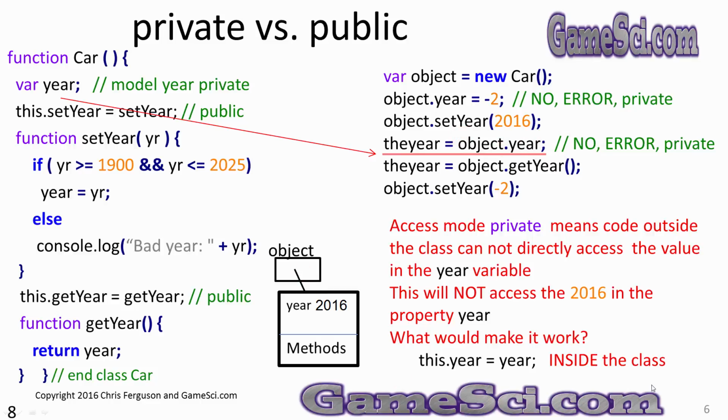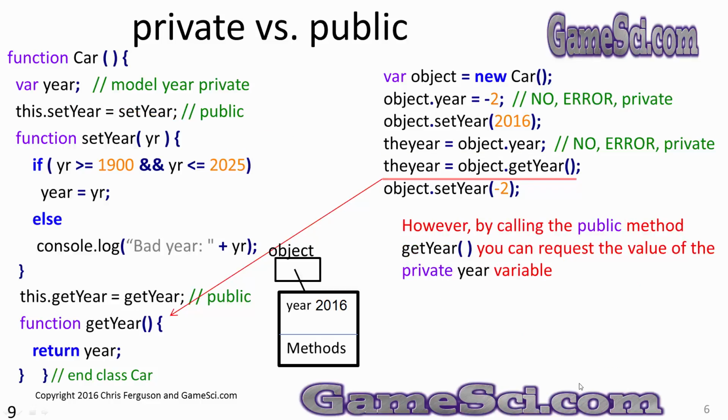What would make it work? How do I get a line of code like this to work? When I put it in my code, this.year equals year, that will make it work right. Back to the calling code. Let's execute the next line of code.